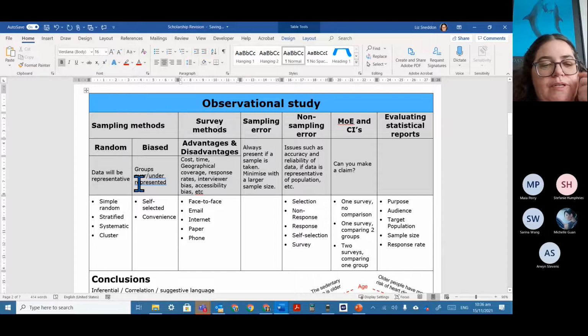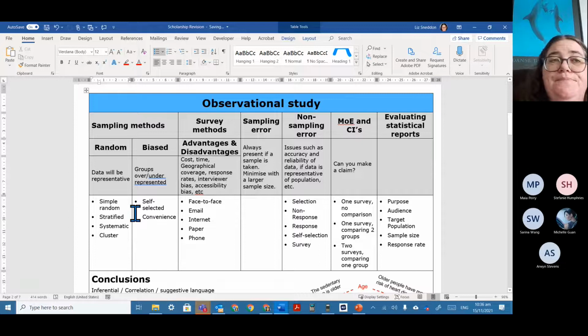So what we want to do is use that word representative when we talk about sampling method. And these are the four methods that give us our random ones. So do you know what simple random is?